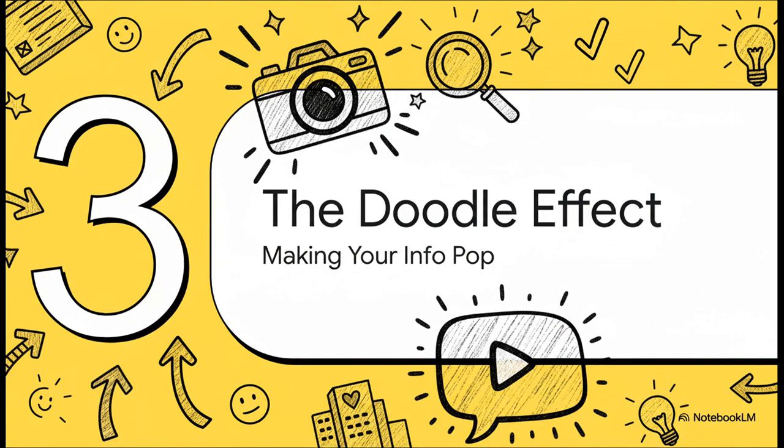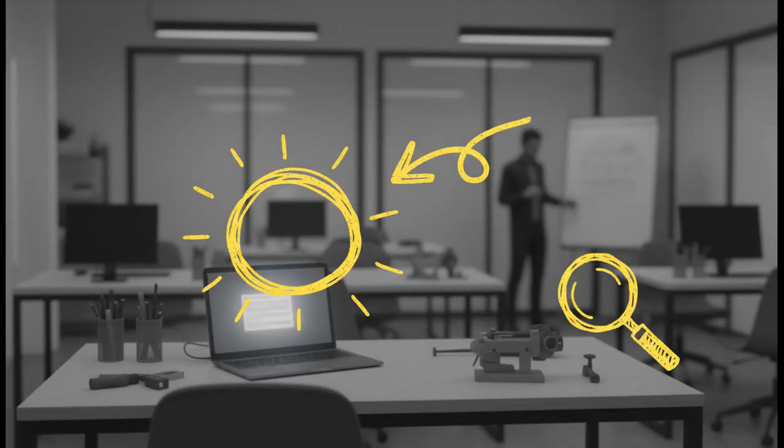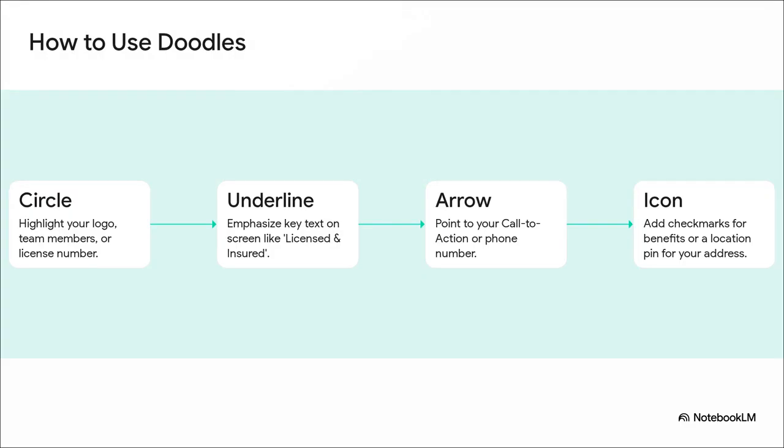All right, you've got this great, authentic footage, but how do you make sure people actually notice the most important details? Well, this is where a really simple but brilliant technique comes into play: the doodle effect. Now, the whole point of this is to add these clean, minimal, almost hand-drawn looking animations right over your video. These are not supposed to be distracting or childish at all. Think of them as strategic visual cues that guide your viewer's eye exactly where you want it to go.